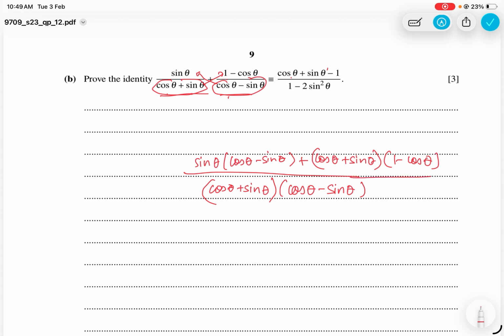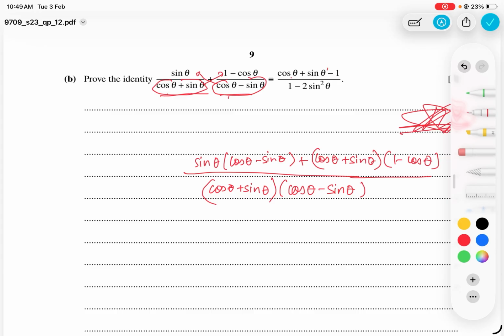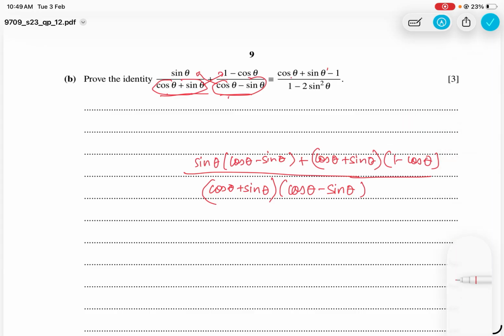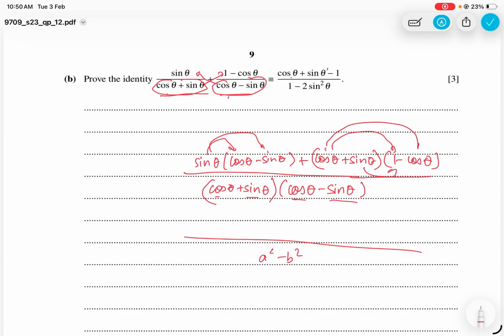Okay. Done. Now listen. Now what we will do is we know that a plus b and a minus b is a square minus b square. Yes or no? Tell me this. Just tell me this. Yes or no? Very good, learners. Now listen. Multiply this sine theta by both of them and this by this and this and this and this. Yes or no? Let's do the multiplication.